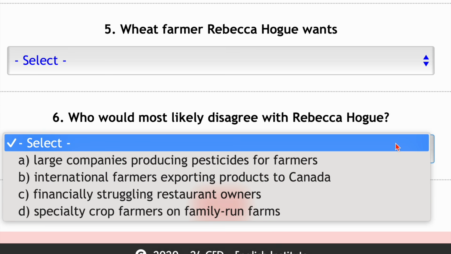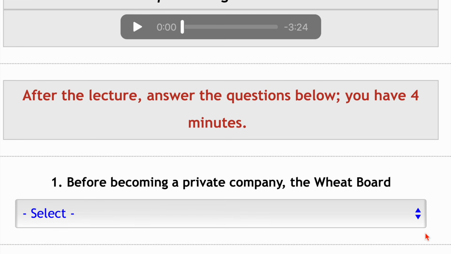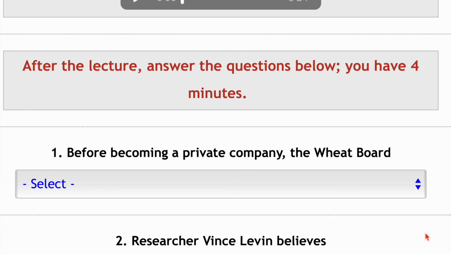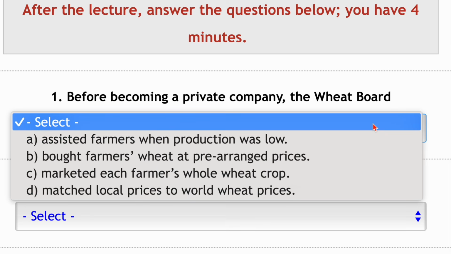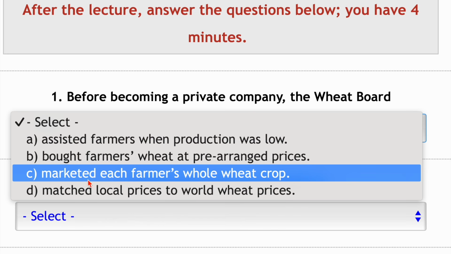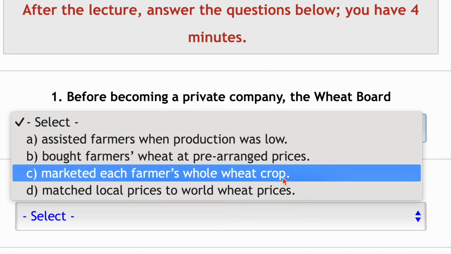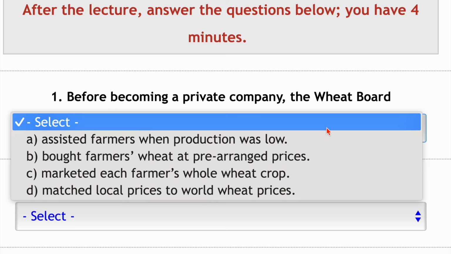Okay then, everyone. So now let's get to reviewing our answers. Before becoming a private company, the Wheat Board assisted farmers when production was low, bought farmers' wheat at prearranged prices, marketed each farmer's whole wheat crop, matched local prices to world wheat prices. I think it's not D, but A or B, I believe it's more B.